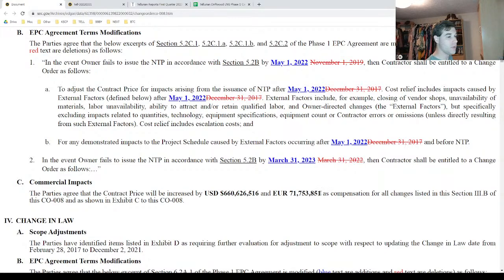So maybe it's not as bad as I'm thinking it could be, since a good chunk of this is actually locked in until March 31st of 2023. Hopefully we're not waiting that long for a notice to proceed.